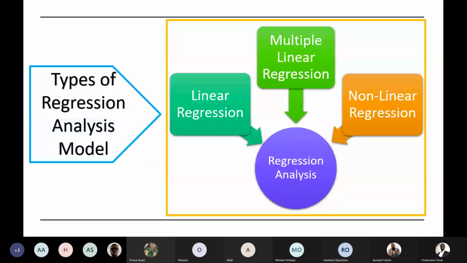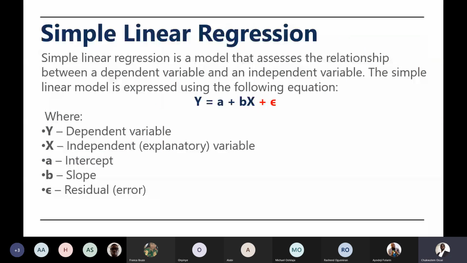Another interesting fact is that regression analysis offers numerous applications in various disciplines, including finance. So you can use any of these models in any field, just as I have rightly said. Now let us look at the simple linear regression model. This model assesses the relationship between a dependent variable and an independent variable. So it means that two variables are considered here, which is one dependent variable and one independent variable.